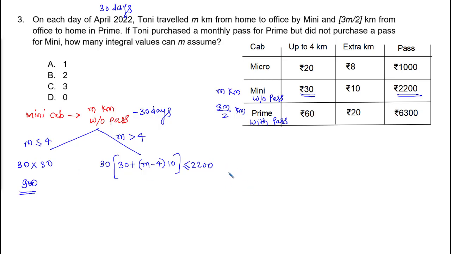So let's solve this inequality, everyone. So this is going to be how much? 10m minus 10 is less than or equal to 220 divided by 3. So 10m is less than or equal to 250 divided by 3. So the value of m is less than or equal to 8.33. Okay everyone. After that, let's talk about Prime cab, everyone.